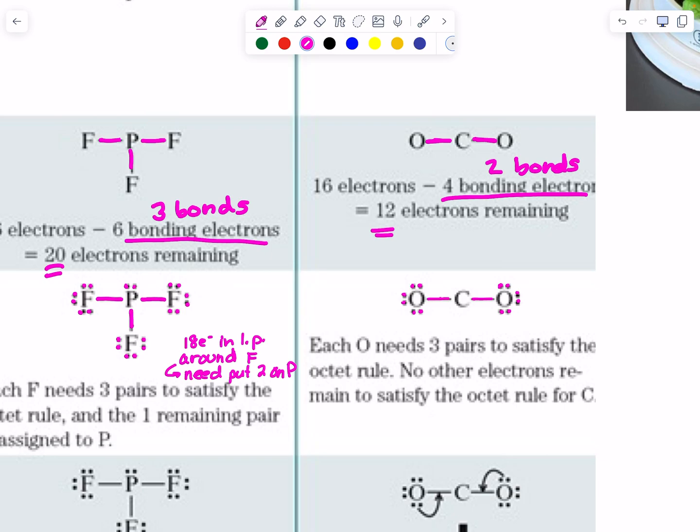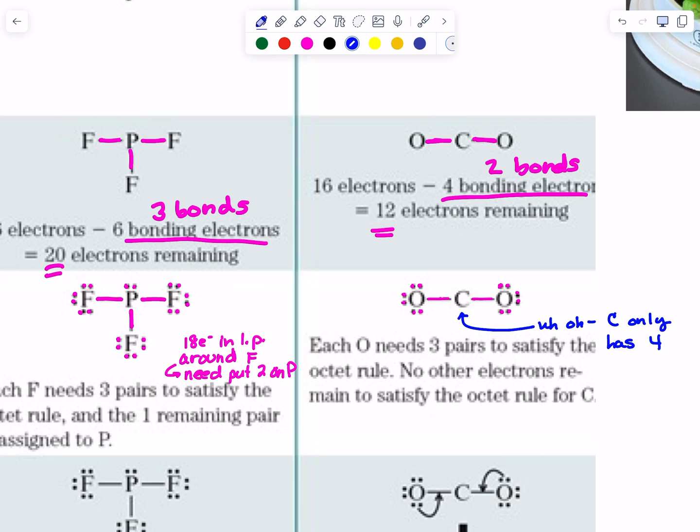I'm all done, right? No, I'm not, because now I need to check that every atom in my molecule is happy. Every atom has achieved its bonding goals by satisfying the octet rule. Okay, so if we look, my oxygens, yeah, they're good to go. But what about my carbon? How many electrons are around my carbon? It only has 4, right? So carbon only has 4.